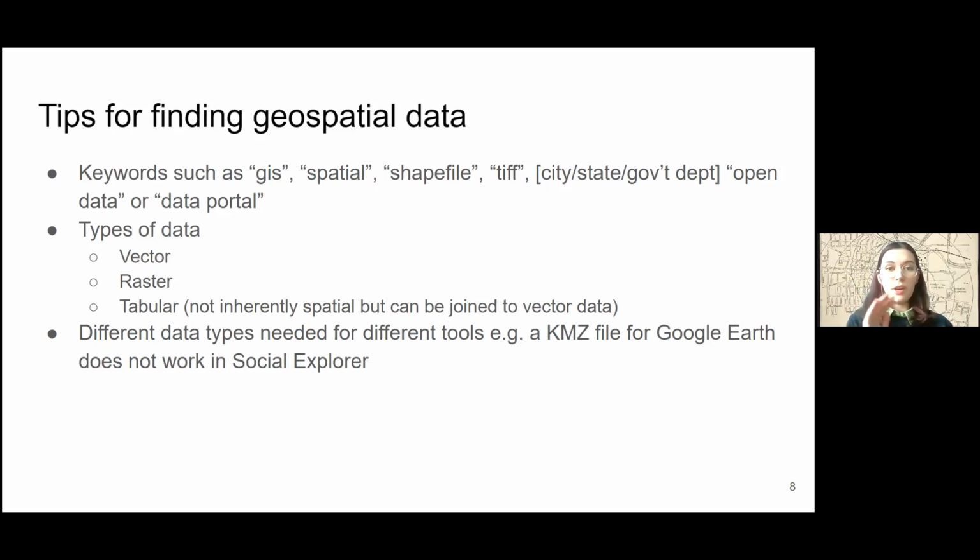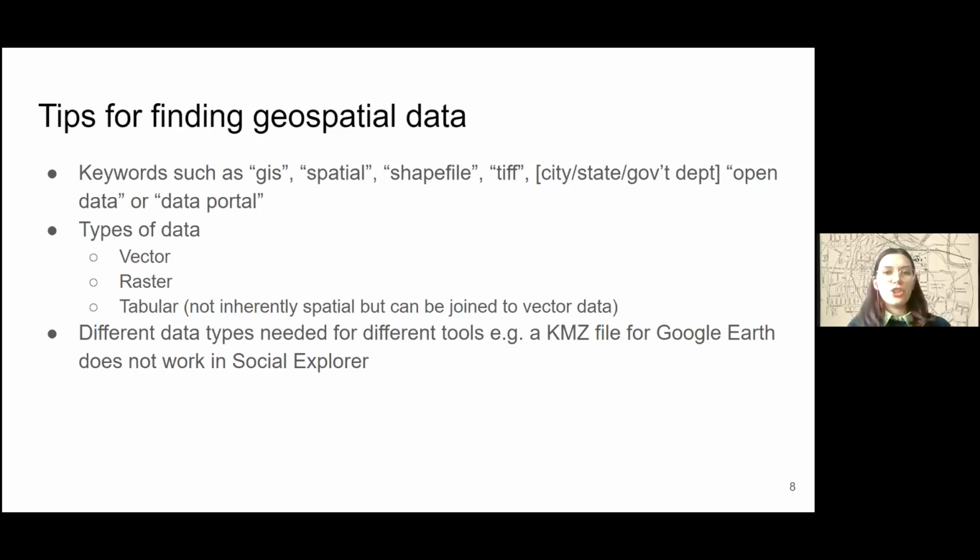I am from Canada, I'm not from the States. So when I was looking for any kind of data in America, for places that I've never been and I'm not really familiar with, then I have to start Googling. So keywords such as GIS, spatial, shapefile, and TIFF, which are two file formats I'll address in a minute, and the name of the city, state, county, or the government department, such as Department of Natural Resources, Department of Transportation, plus the words open data or data portal or open data portal will usually get you in the right direction.